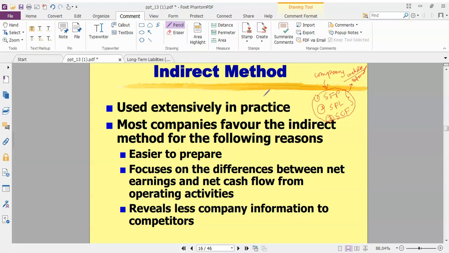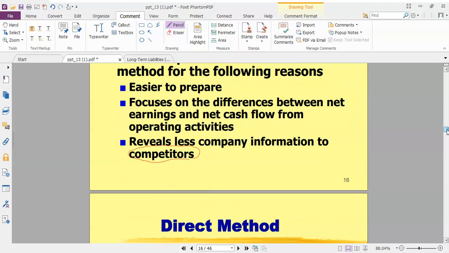So that they said here, okay, most of the companies love to use the indirect method because it reveals less company information to competitors. Okay, competitors, that is rivals in the business, because most of the companies, maybe there are some products. Okay, they produce the same product or they sell the same product. So the indirect method will reveal less of the company information.